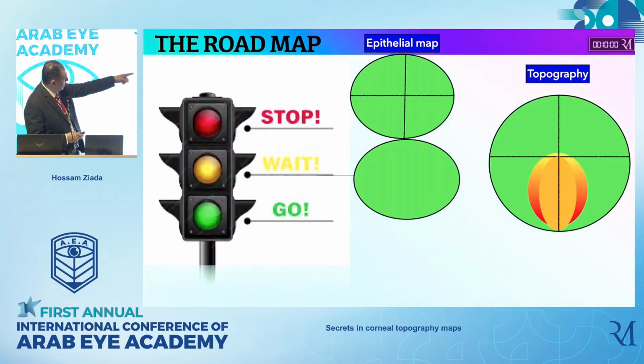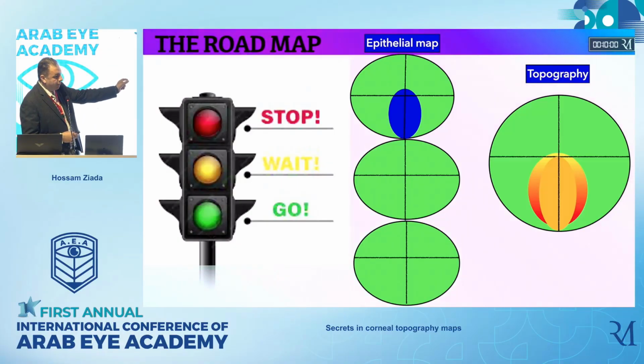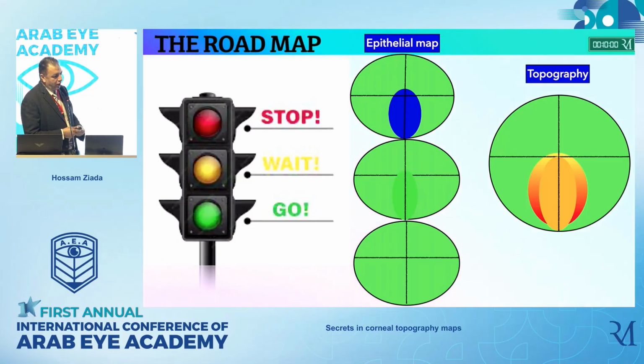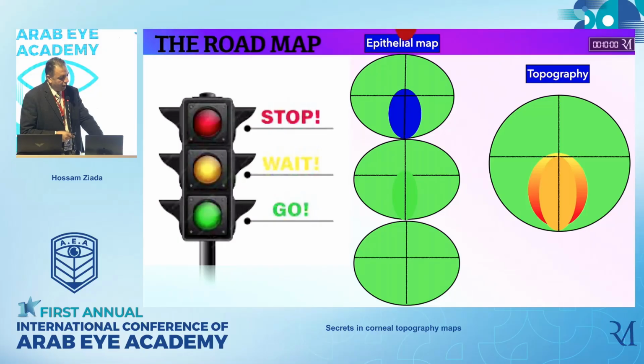If you have inferior steepening in the topography, you may find one of these epithelial maps. Thinning on top of the steep part, so you have to stop because it's keratoconus. A bit darker green, but still in the equal range, less than a 4 micrometer range between the superior and the inferior point. So I'm not sure, it's not blue, it's not red. So I can wait and follow up for 3 more months and capture this patient again. And finally, if I find it red with thickening, I can go freely.